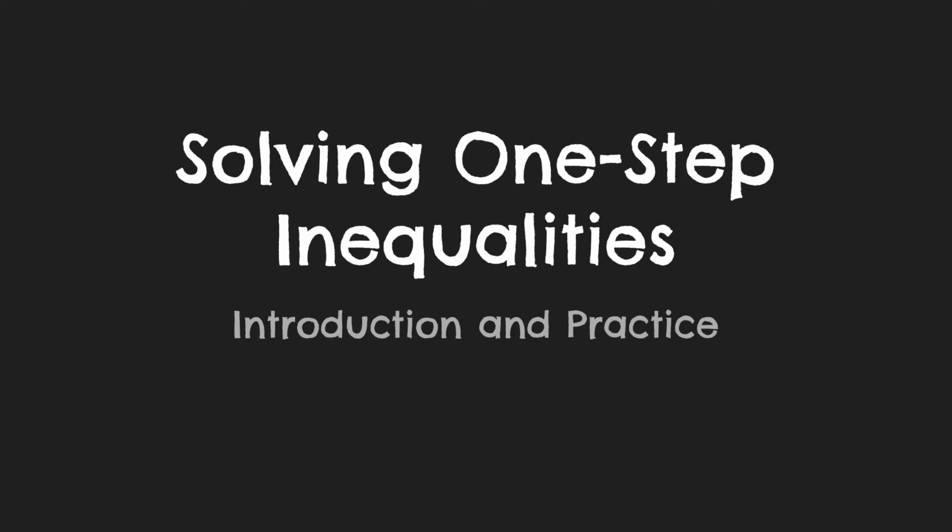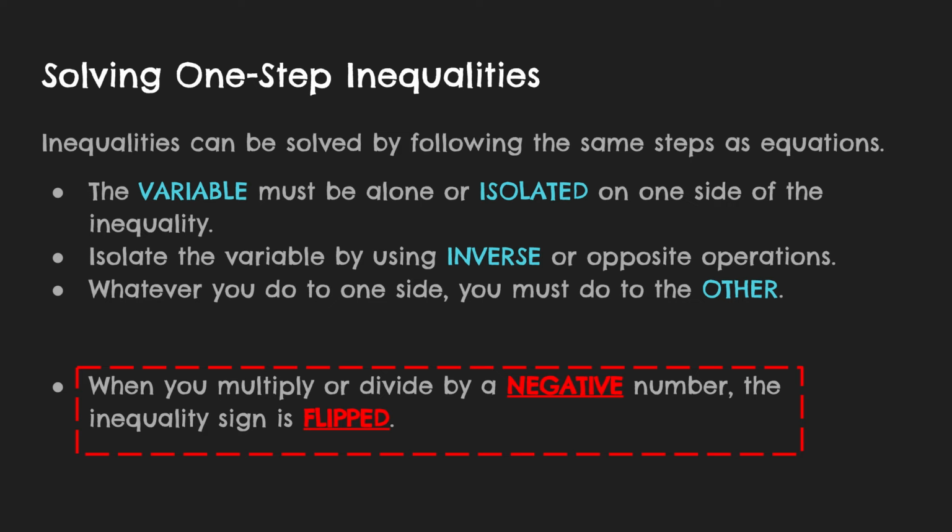Hey guys, today we're going to learn how to solve one-step inequalities. This is going to be very similar to solving equations with one little difference. So you'll notice when we're solving inequalities, the variable must be alone or isolated just like an equation. You need to isolate the variable using inverse or opposite operations just like an equation. And then we want to make sure to keep it balanced. Whatever you do to one side, you're going to do to the other, just like an equation.